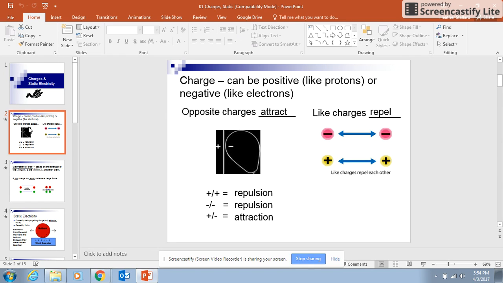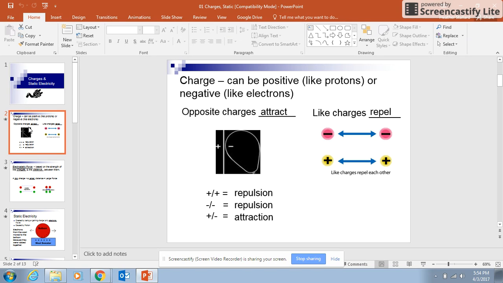If you look, there's two things that you need to know about charges. Hopefully, you guys are already aware of these two statements, but the opposite charges attract. So if you have a positive and a negative, then they're going to come together. And then like charges repel. So if you have a positive and a positive or a negative and a negative, they want to repel one another.